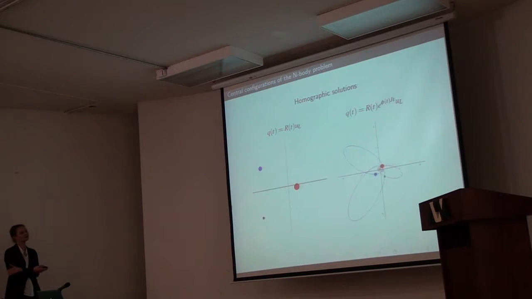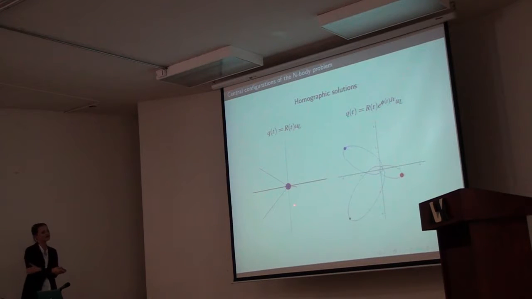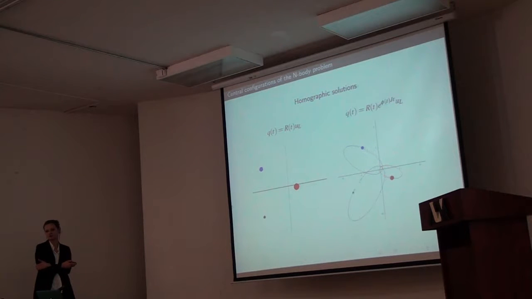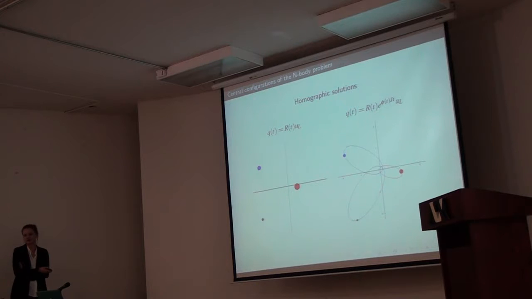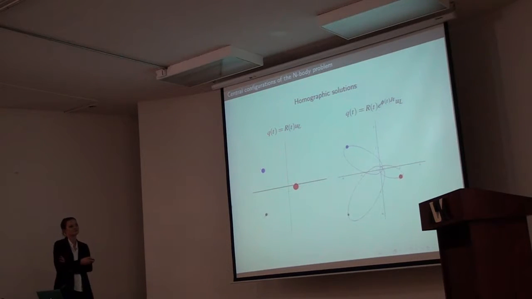From the previous slide, those were periodic solutions. But these solutions are no longer periodic. Here the particles reach collision at the center of mass. And this solution is the most general type of homographic solutions. So we have both: we have rotation about the origin, and we have scaling together.